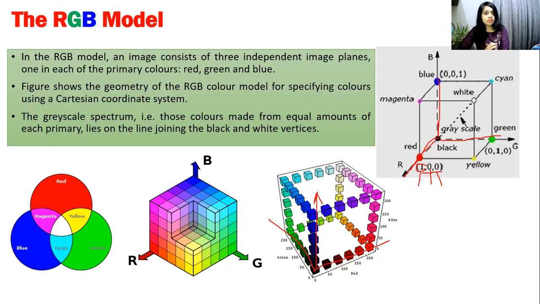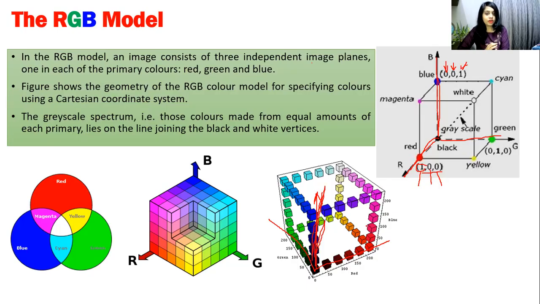If you see this blue plane here, it is 0, 0, 1. This first 0 indicates absence of red color, this second 0 indicates absence of green color, and this 1 represents presence of blue color in this direction. So blue is present in this direction.